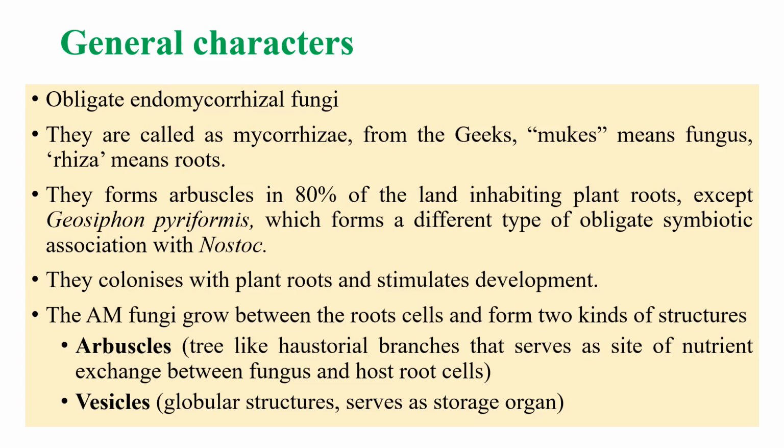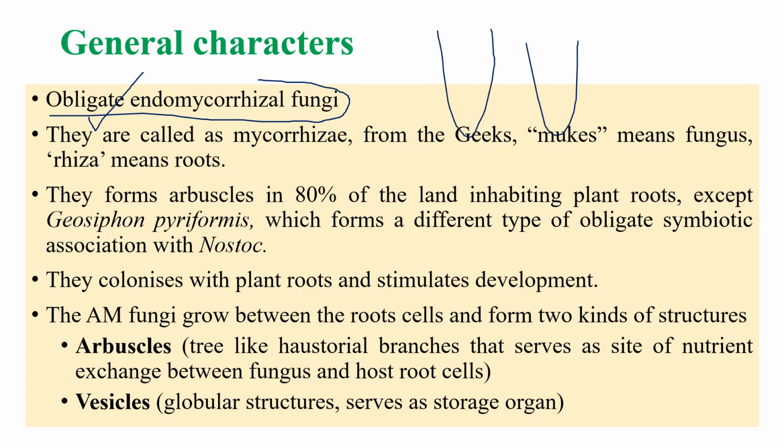Coming to the general properties, this Glomeromycota group of fungi are obligate endomycorrhizal fungi. What is obligate? They cannot survive without a living host, or they require a strictly living host. Endomycorrhiza: there are two types of mycorrhiza, ectomycorrhiza and endomycorrhiza. Ecto means, as the name itself indicates, they survive outside the cells or outside the plant roots. When it comes to endomycorrhiza, they will penetrate and go inside the plant root.